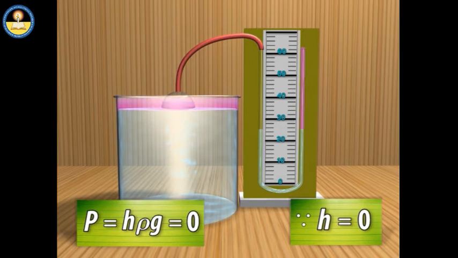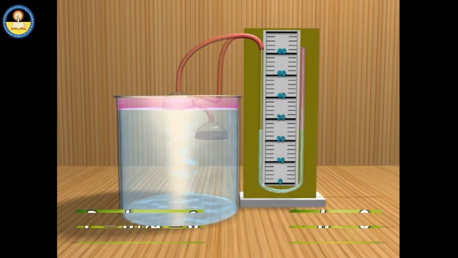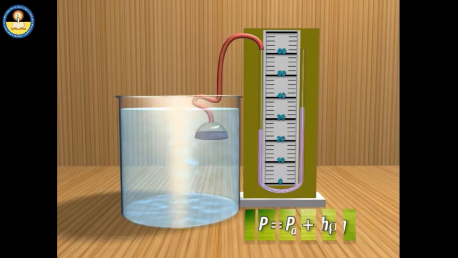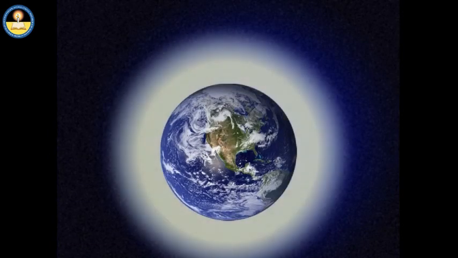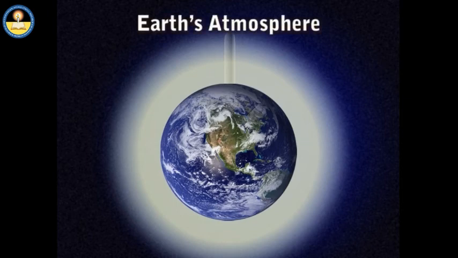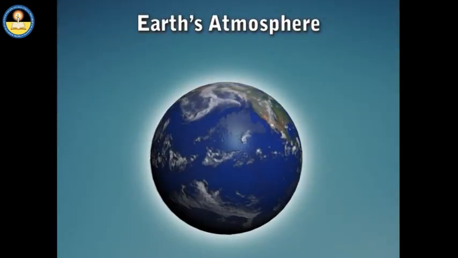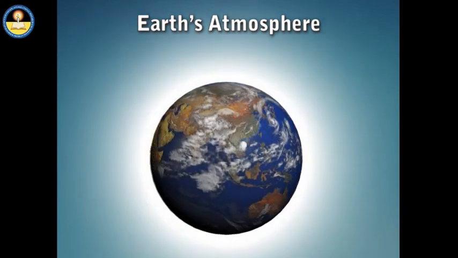But the liquid surface is also exposed to atmospheric pressure. That is, pressure of the surrounding air on the surface. Thereby, total pressure at any point in a liquid is the sum of atmospheric pressure and the liquid pressure. Do you know the cause of air pressure? Our Earth is surrounded by an envelope of air called the Earth's atmosphere and extends up to a few kilometers. Although air is invisible, it has weight and volume.